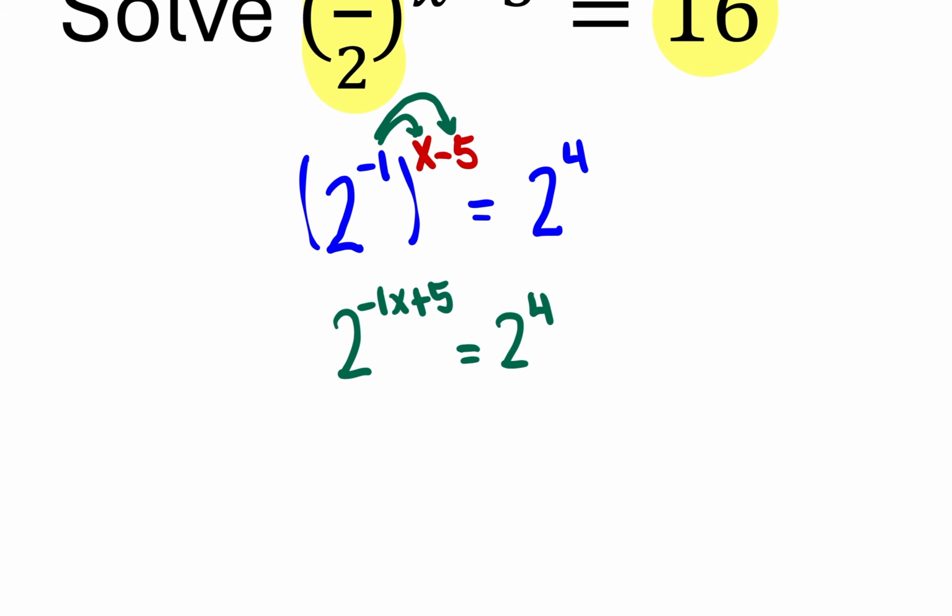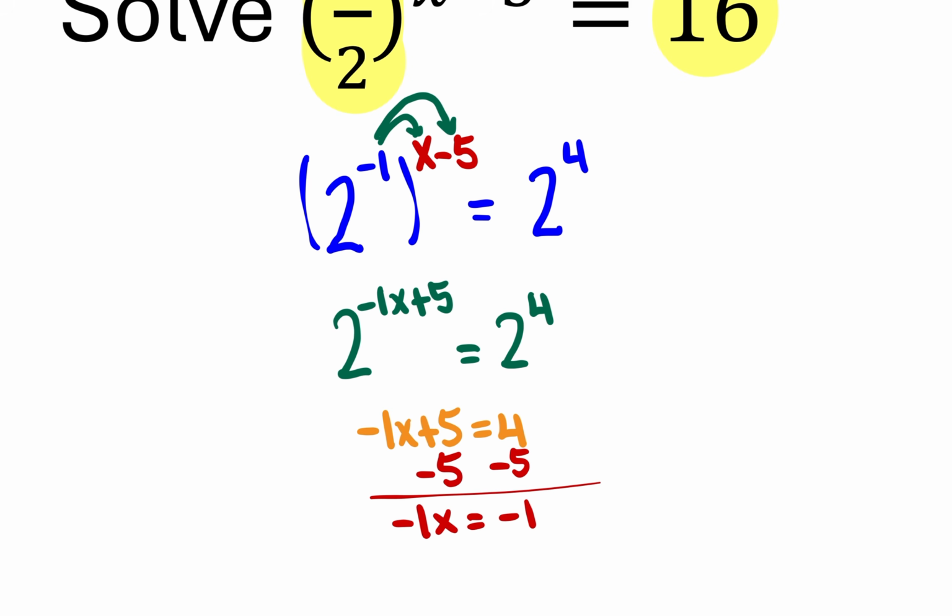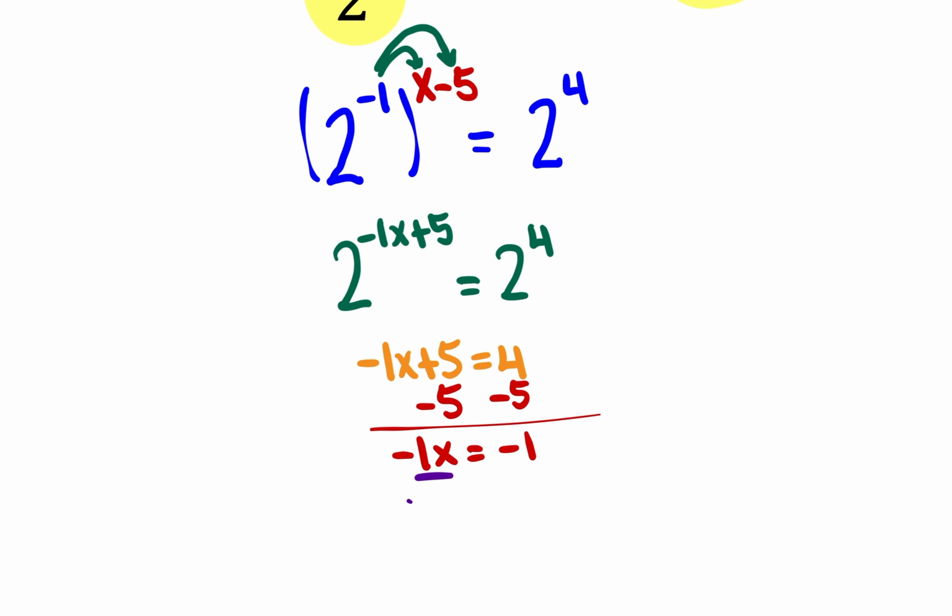We then set the exponents equal to each other. We have negative 1x plus 5 is equal to positive 4. We then isolate for our variable by subtracting 5 on both sides. This will leave us with negative 1x is equal to negative 1. We then divide both sides by negative 1. And this will leave us with a final solution of x is equal to positive 1.